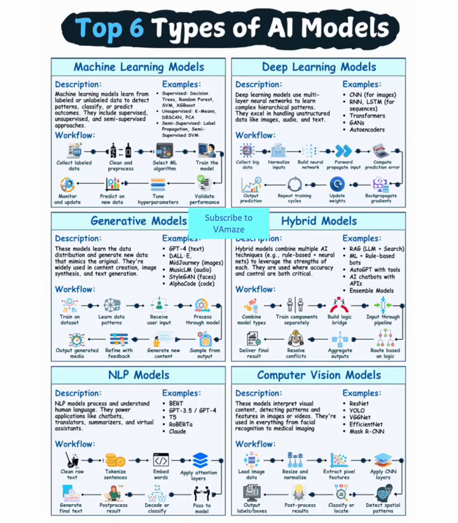The Complete Guide to AI Model Types, Understanding the Six Pillars of Artificial Intelligence. This comprehensive overview breaks down the six fundamental categories of AI models that power today's artificial intelligence applications, each serving distinct purposes and using different approaches to solve complex problems.